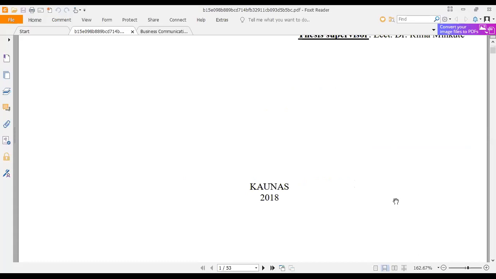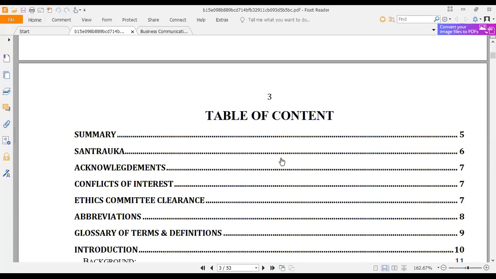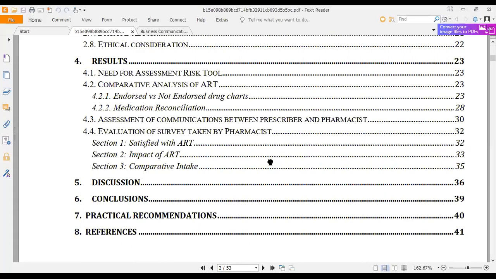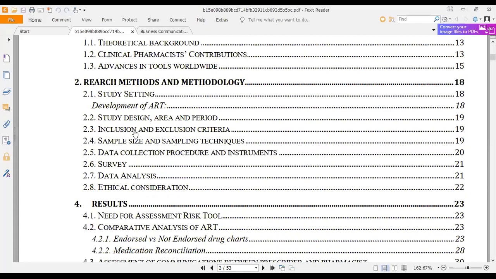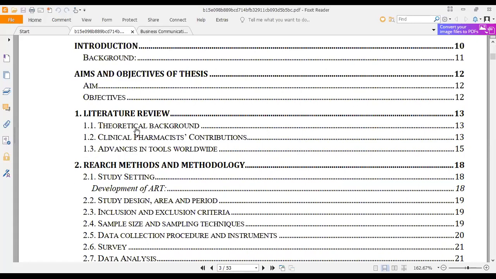After the approval page, there is the table of content, and table of content has all the headings and subheadings, and you can see the difference between headings and subheadings. The headings are bold and subheadings are not bold, and they have a little bit smaller font. Also, you can see the headings are chapter headings. They have whole numbers with them.